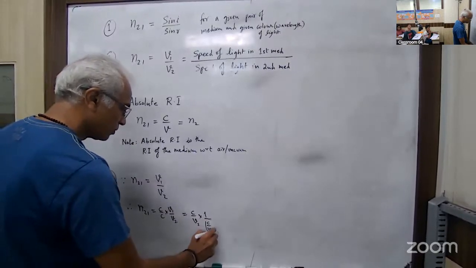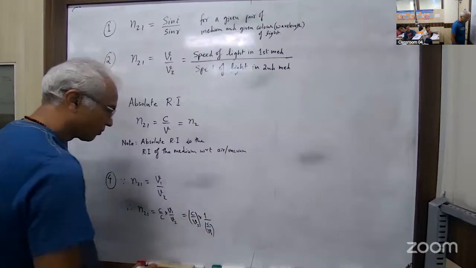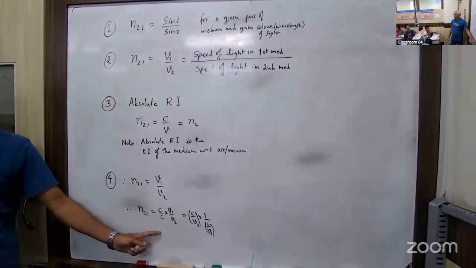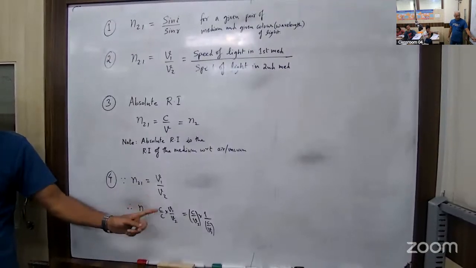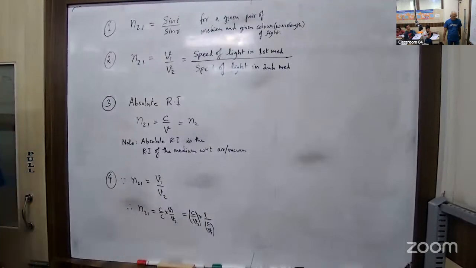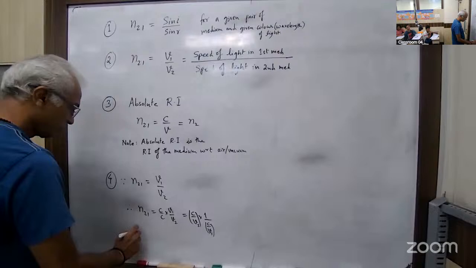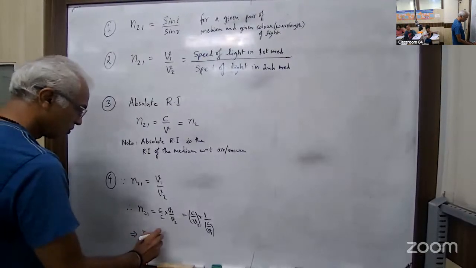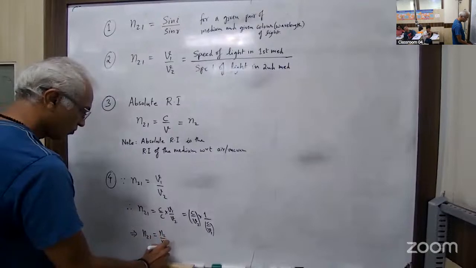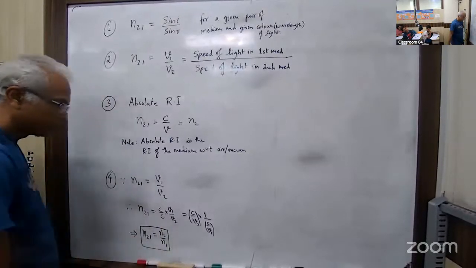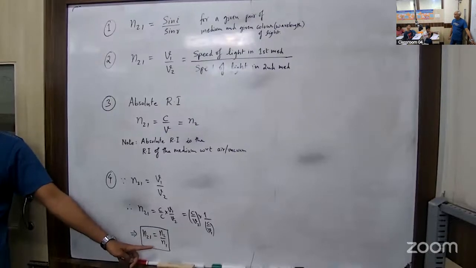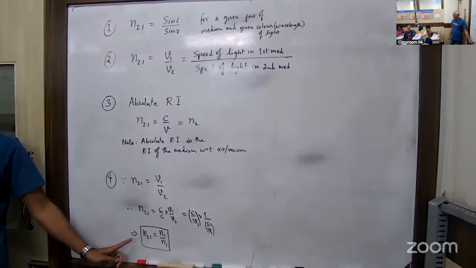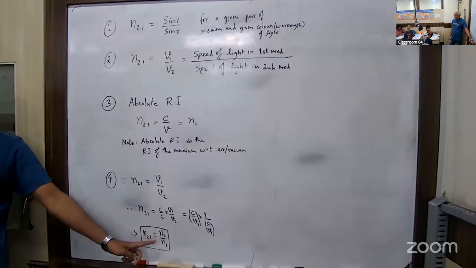Can you do this? First we multiplied and divided by C. So this does not affect V1 by V2. Then we rearrange. So what does this give us? It is the expression of relative refractive index in terms of absolute refractive index. Relation between relative refractive index with absolute refractive index.